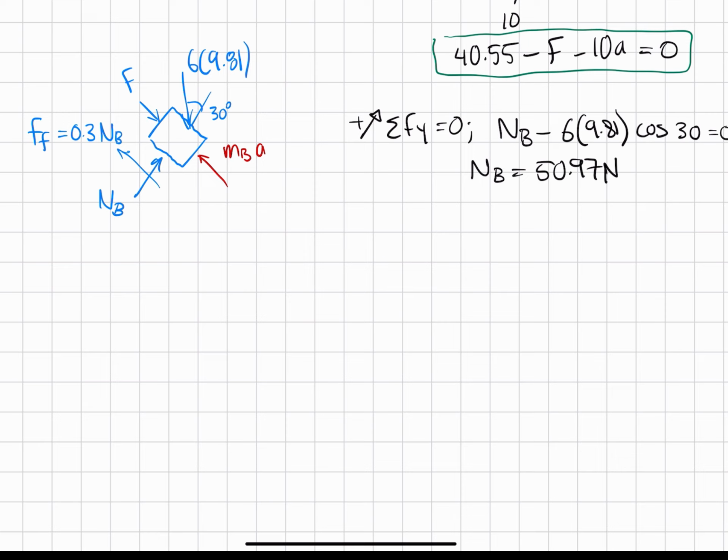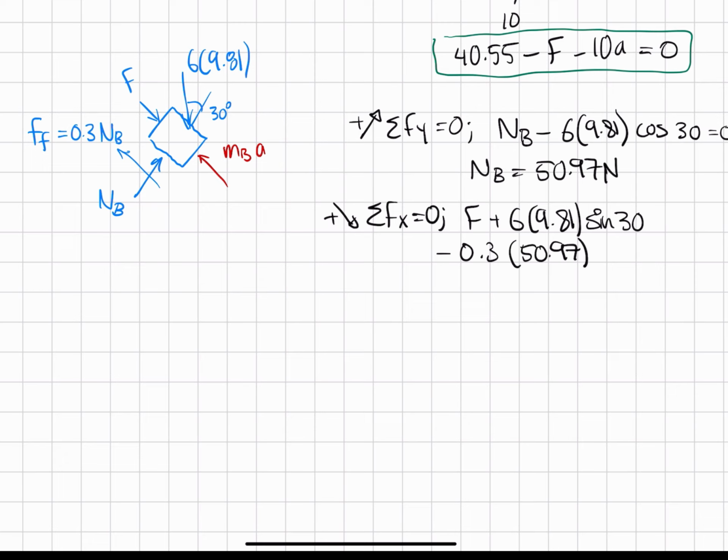Now we have to do the analysis in the tangential direction, which is this way. I choose down to be positive. Sigma Fx is equal to 0. So what we have is F going downwards. We have plus 9.81, the W, sine 30. We have minus 0.3 NB. What was NB? It was 50.97. That's the friction force.